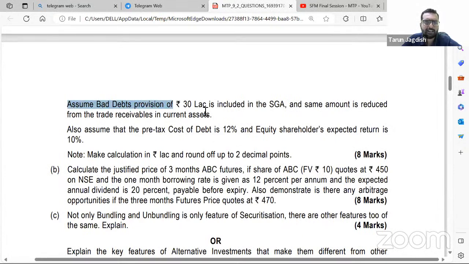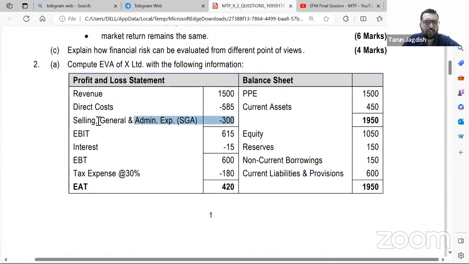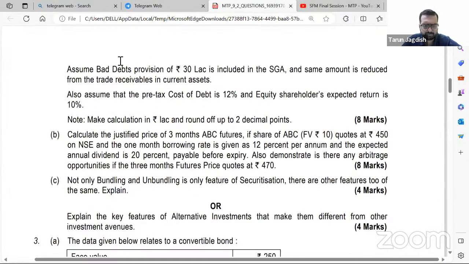Let me come down. Assume there is a bad debt provision of 30 lakhs included in the SGA. Okay, over here they have a bad debt provision of 30 lakhs, and the same amount is reduced from the trade receivables. Interesting. So basically, they are trying to make the question a little bit more interesting by adding these adjustments over here. So friends, what are we going to do?